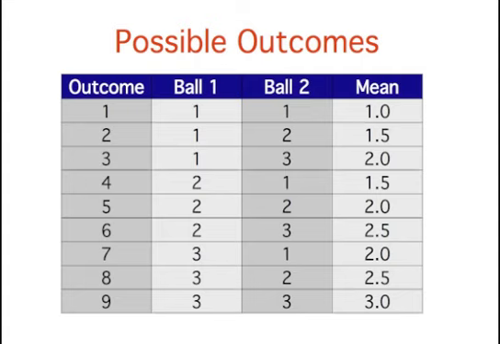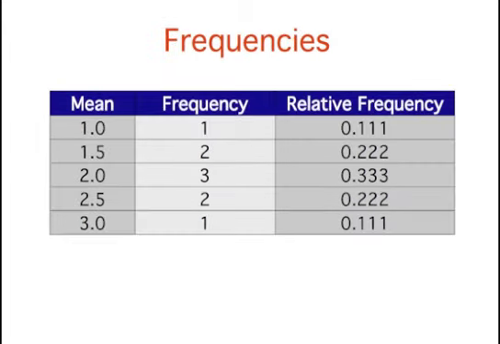When you consider all possible outcomes from this scenario, you will find that all the means are either 1.0, 1.5, 2.0, 2.5, or 3.0. Notice that some means occur more frequently than others. For example, there are 3 ways to get a mean of 2, but only one way to get a mean of 3. The frequencies and relative frequencies of each possible mean are reported in this table. Because there are 9 possible outcomes, the relative frequencies are equal to the frequencies divided by 9.